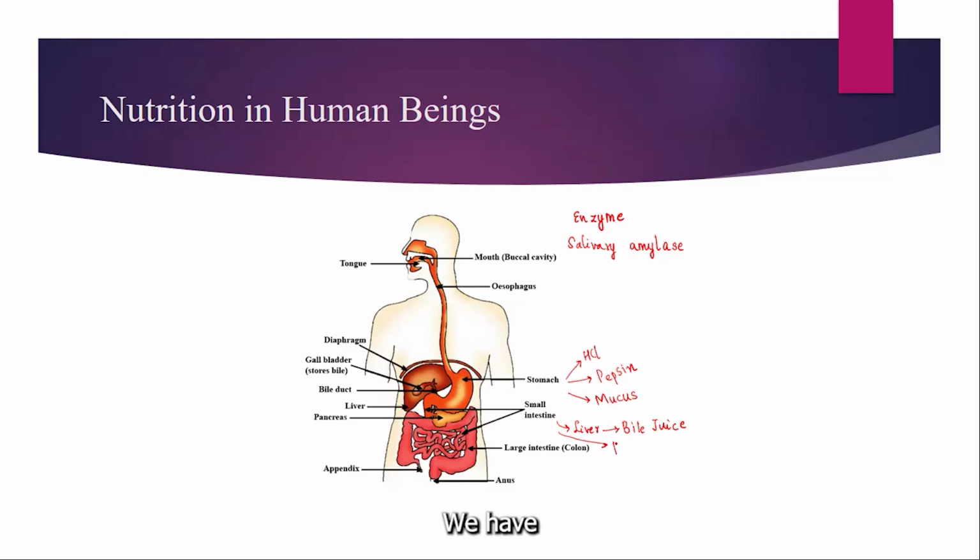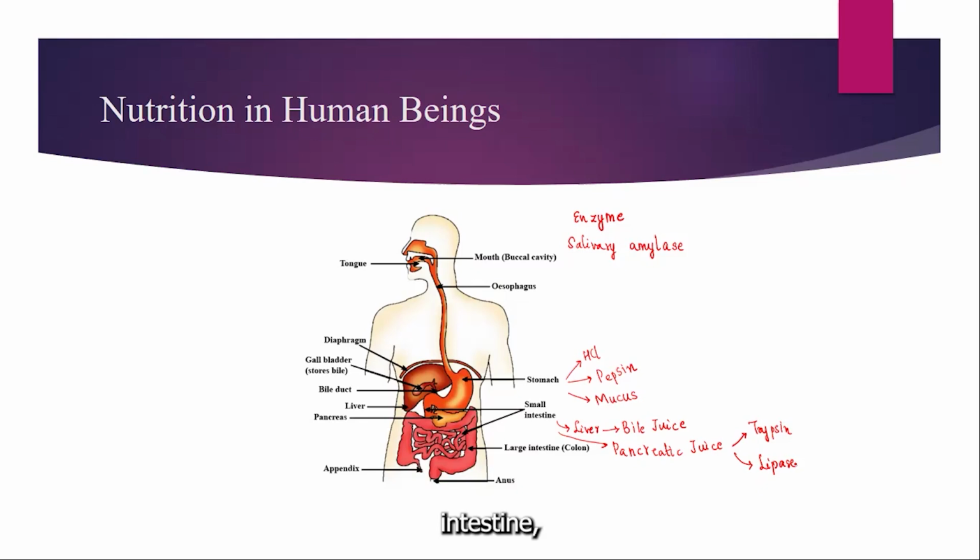Pancreas, we have pancreatic juice, which consists of two kinds of enzymes. So in pancreatic juice, we have two kinds of enzymes, which are trypsin and lipase. Trypsin is the one enzyme which helps in digestion of protein, and lipase is the other enzyme which helps in breaking down emulsified fats.